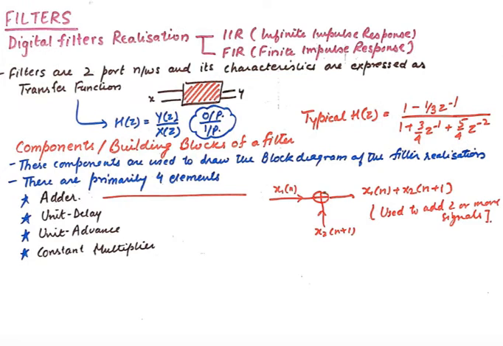An adder is represented using this circle with the cross in it, and it has certain inputs going into it and some output coming out of it. It could have 2 or more inputs and an output, and whatever signals are given to this adder block, it will simply add those signals.